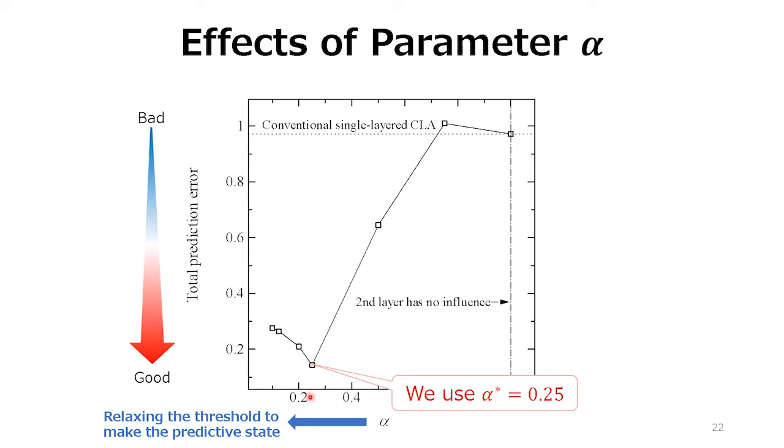Further decrease of alpha from alpha asterisk increases the prediction error since the influence from the second layer becomes too strong for the first layer. In the following experiments, we use alpha asterisk equals 0.25 for the proposed double-layered CLA.